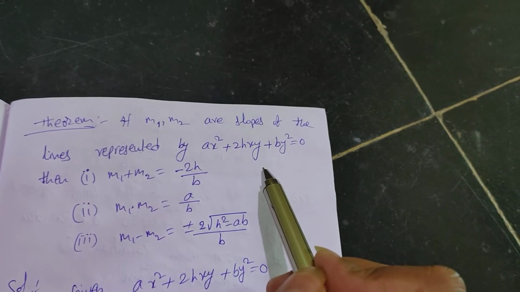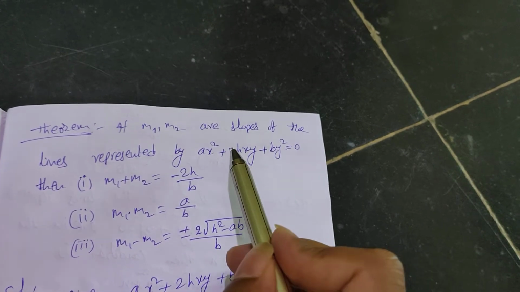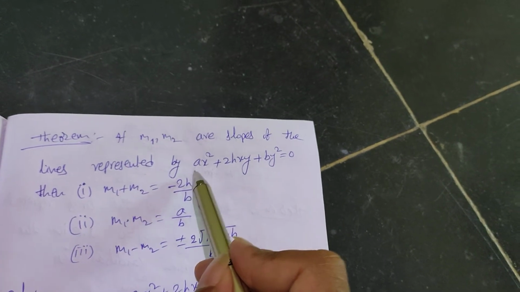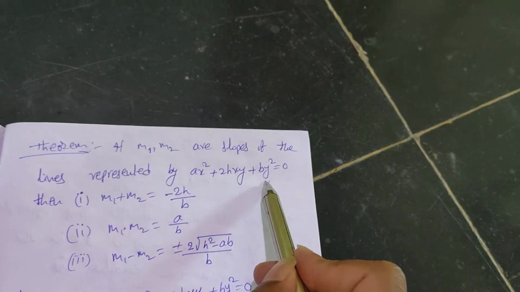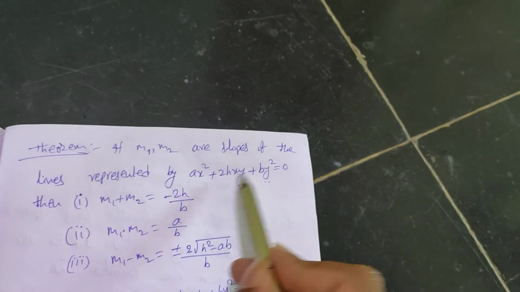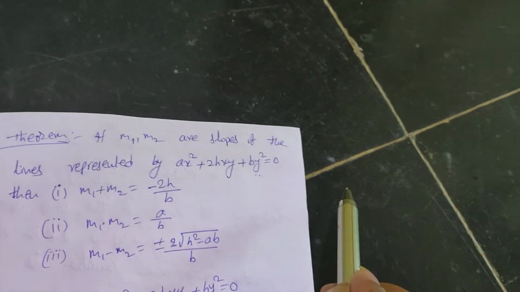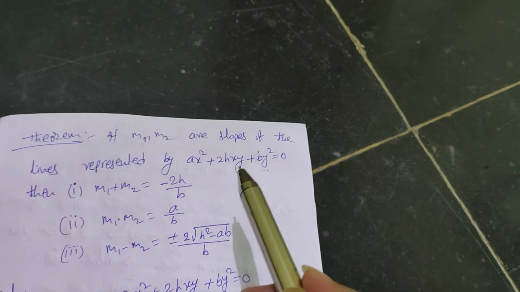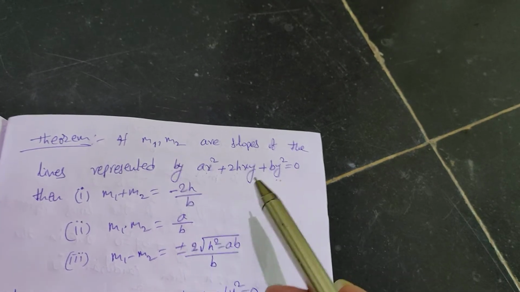Actually, for ax² + bx + c, the sum of the roots is minus b by a and the product is c by a. But here it is reversed. So minus 2h by b and a by b: sum of the slopes is minus 2h by b, product of the slopes is a by b. So the sum of the slopes is equal to minus 2h by b, and the product of the slopes, m1 into m2, is equal to a by b.